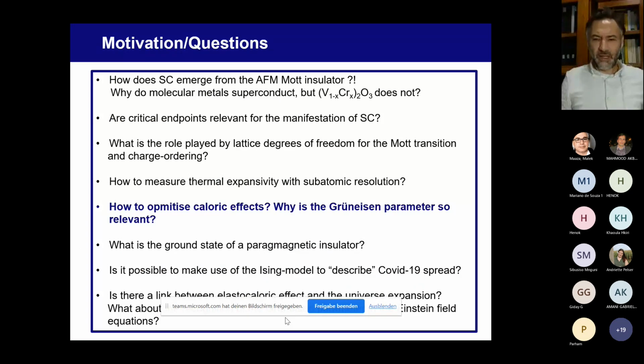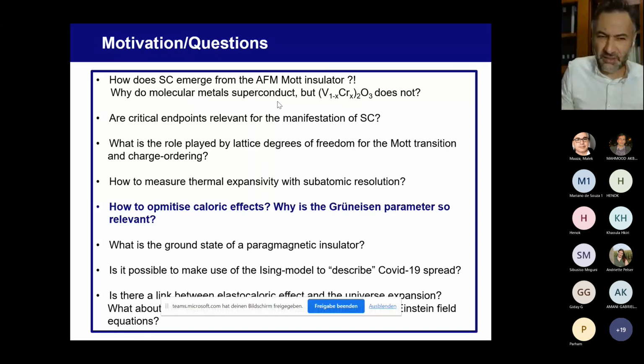I like to put these open questions, which essentially make the basis of our activities. This is to give you an overview of what we are interested in exploring and investigating. So the key question is, how does superconductivity emerge from the antiferromagnetic Mott insulating dome? This is essentially a key question.